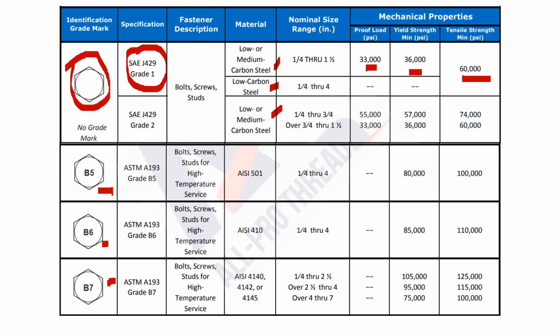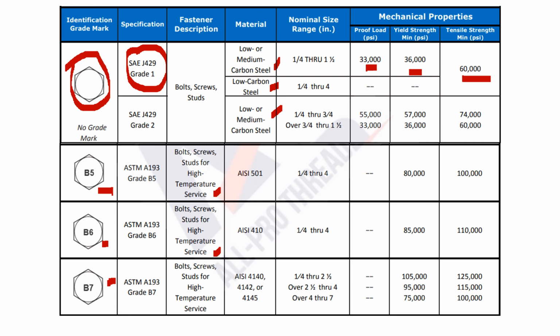B5 and B6 are for high temperature service. They can use B5 and B6. These are all bolts, screws and studs for high temperature services. But the superior one is B7, which comes as AISI 4140, where there is some chromium in B7 bolts, which is used for high temperature service.